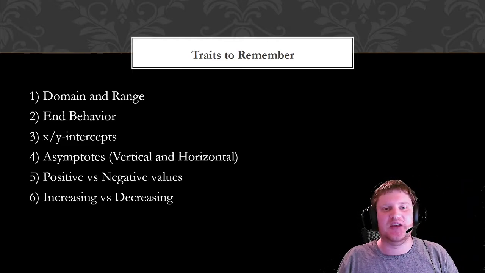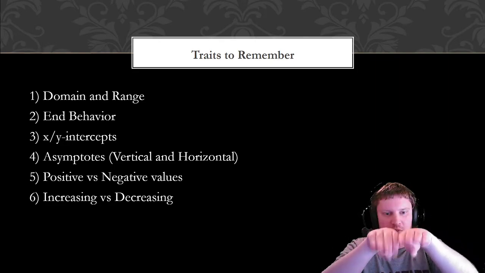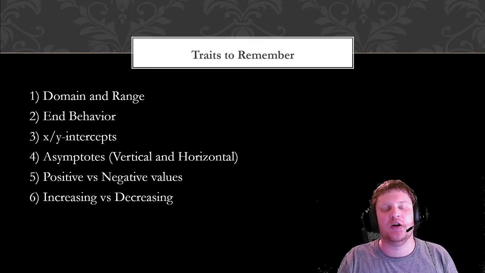But with positive and negative values, is it above the x-axis or below the x-axis? Don't make these harder than they are. They're really much simpler than you guys are making them.